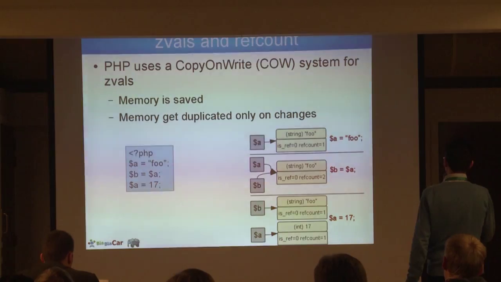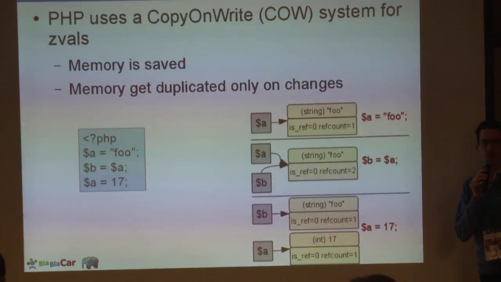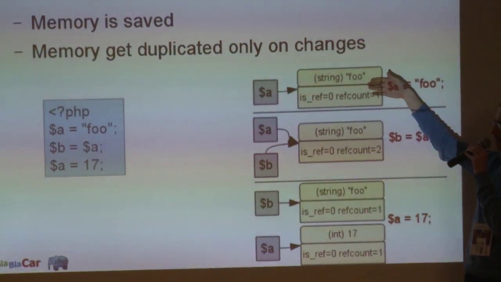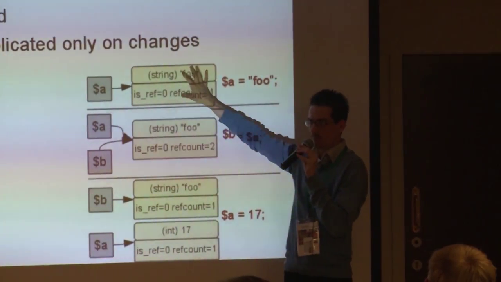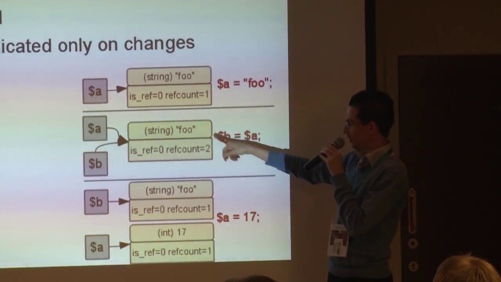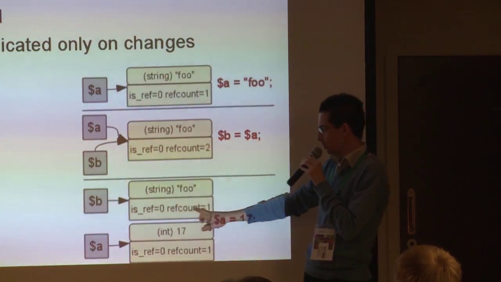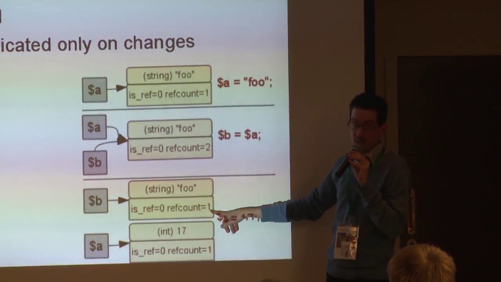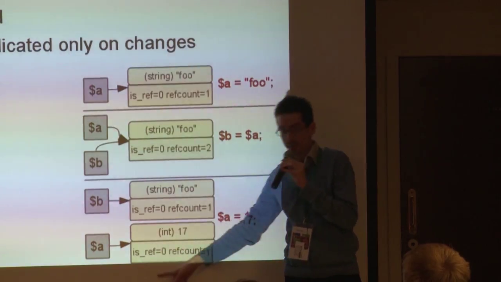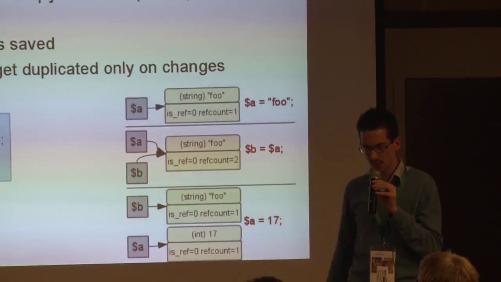So it will duplicate the memory when you change the value. This is known as copy on write. You should know this, I think. So when you have $a equals foo, you have one variable pointing to this memory hole. Then you make B point to it, and then when you change A, B is still pointing to the old zval, whose ref count has been decremented by one because A is not equal to B anymore, and you allocate a new zval which has the size of an integer, which is here 17. This is the copy on write system.